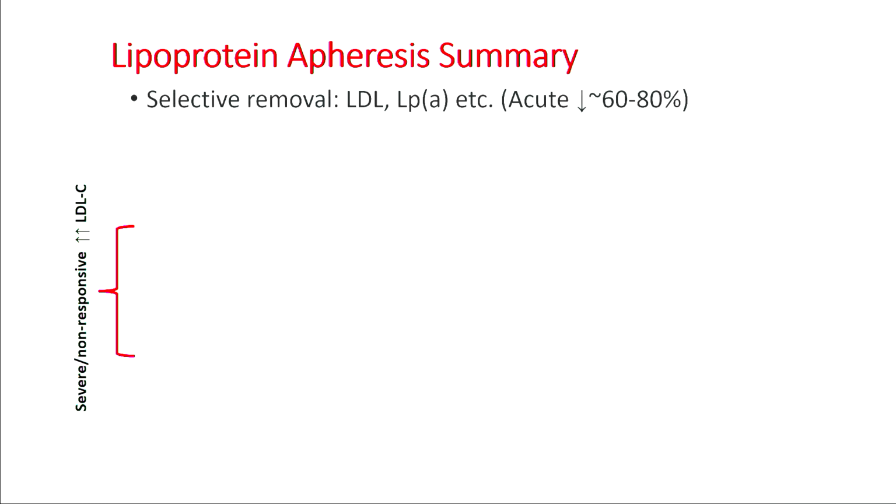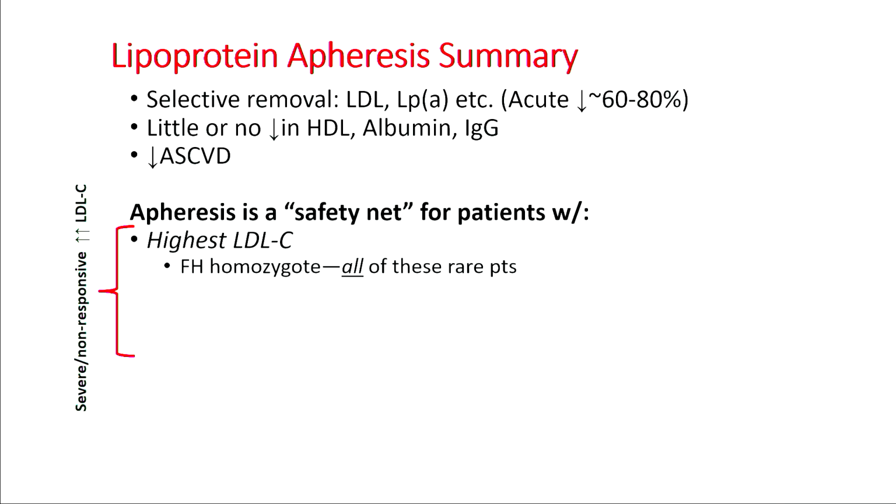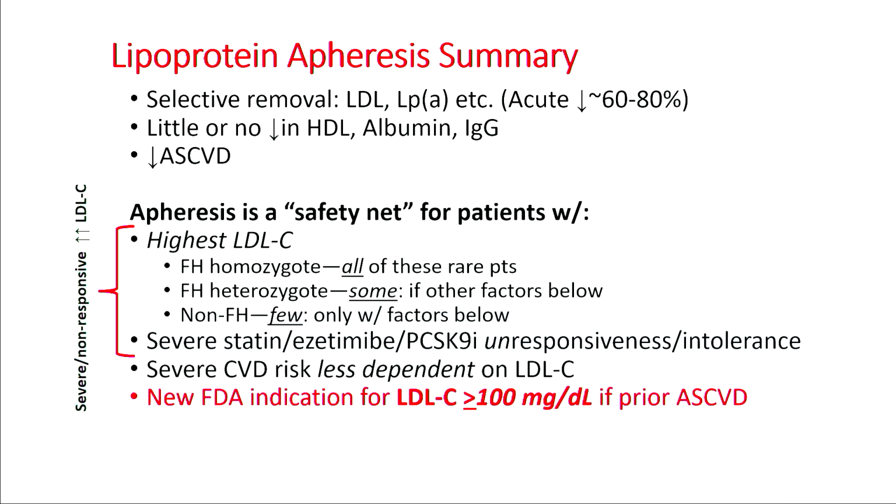So in summary, just going to bring all these up here for sake of time. Lipoprotein-apheresis is the selective removal of LDL and Lp(a), these being the ApoB-containing lipoproteins. There's acute reduction of 60-80%, and a time-averaged reduction of about 60%.